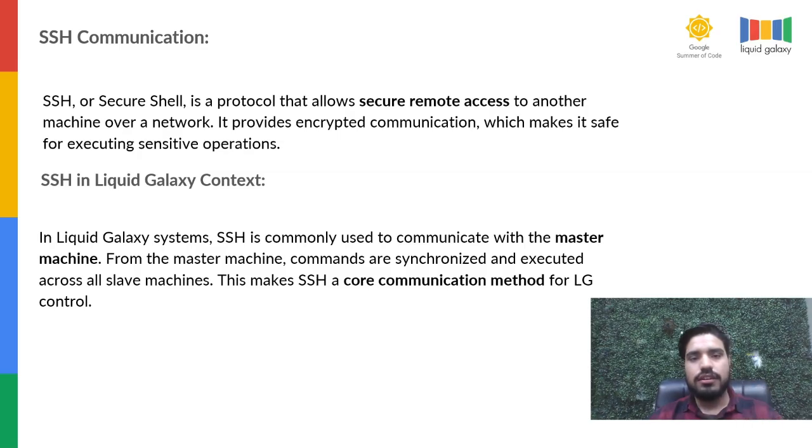Now, why is it good for Liquid Galaxy? Because as you know, we execute commands on Liquid Galaxy with the help of SSH communication. We directly execute commands on that machine and get results, and through this all the commands are executed across all the slave machines. So this makes SSH a core communication method for Liquid Galaxy control.